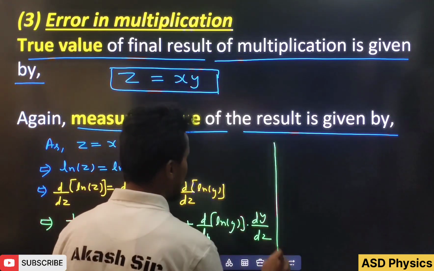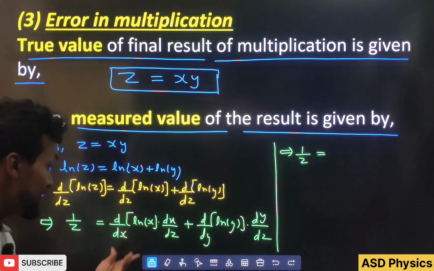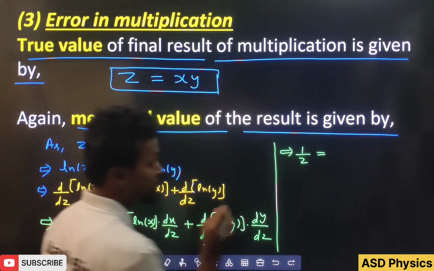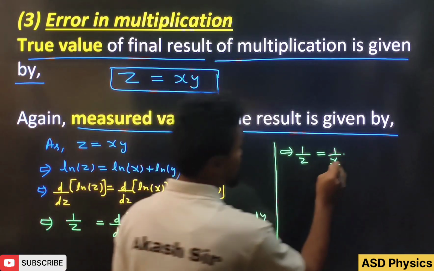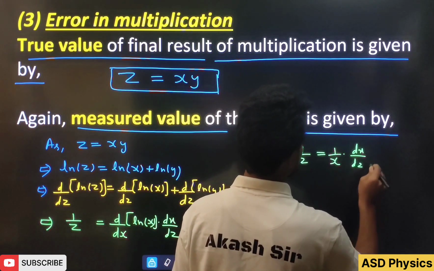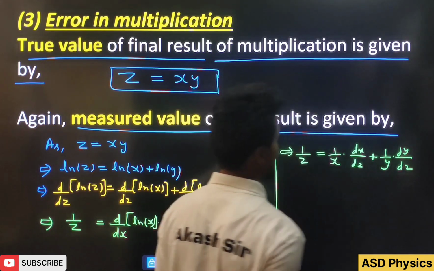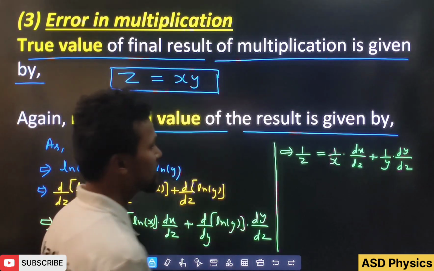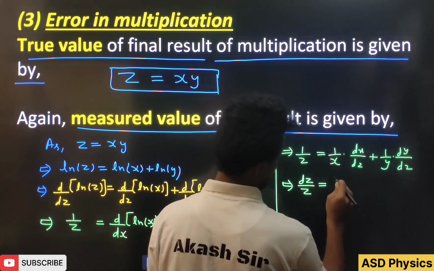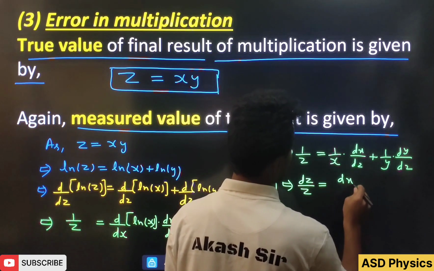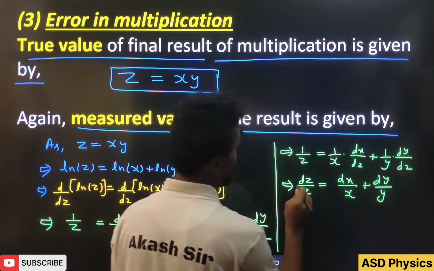Okay, now if I simplify this, it will become 1 by z is equal to d by dx of this ln x. How much? We know the formula, 1 by x into dx by dz. Is it? Can you see here? dx by dz plus, in the same way, 1 by y into dy by dz. Is it? Now dz I will take to the left side numerator. So we can write here, can you see very well? This dz by z is equal to what? You can see very well, students, dx by x plus dy by y. Okay, so this is the thing.